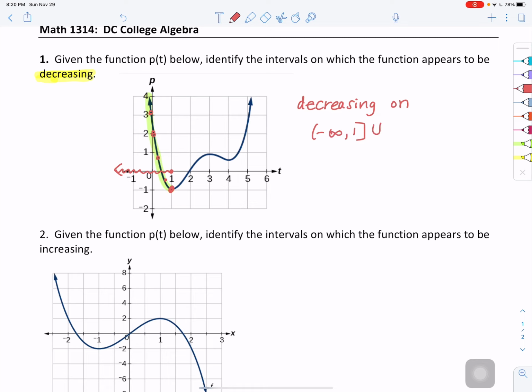And we will use a union. You can also use a comma. And I like to use a bracket here. You can also use a parenthesis.